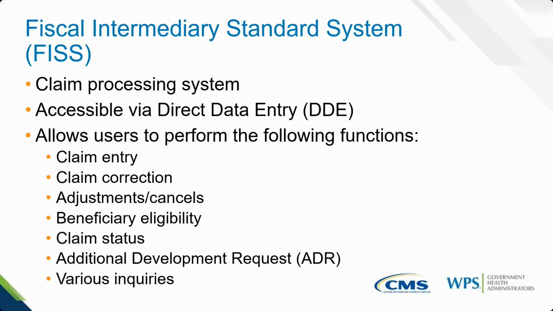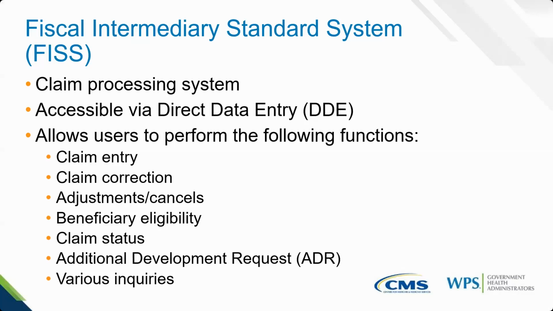Providers are able to access FISS via direct data entry or DDE. Access to DDE is something that would need to be requested from the MAC, and I will go into a little more detail about that process in a few minutes. Once DDE access is received, users can perform a variety of actions. Claims can be manually keyed into the system. If a claim has an error which requires provider action, the claim will be sent to a location that will allow corrections to be made. Adjustments and cancels can be made on certain claims.